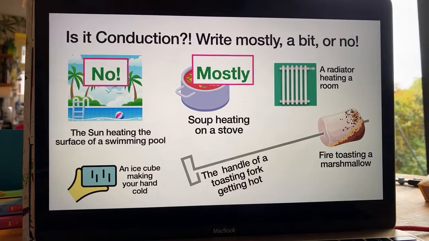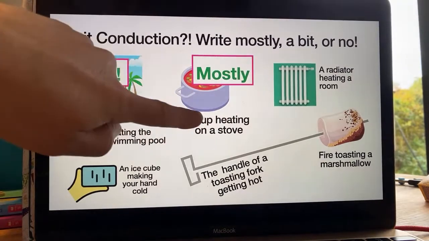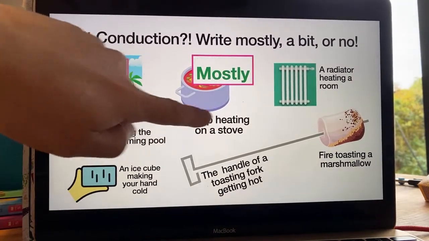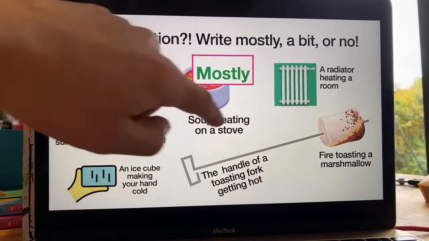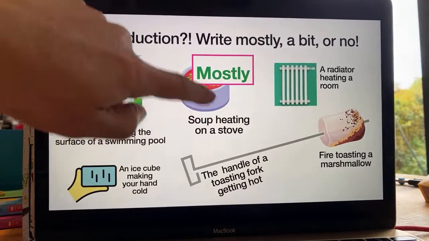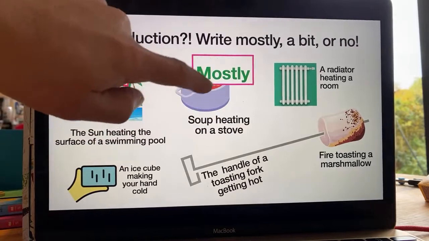Soup heating on a stove, yeah, that is very much conduction. So the stove is hot, and the hot stove heats up the particles of metal that are next to it in the pan, and then those particles bump into each other, and the free electrons shift the heat through the pan until it gets to the soup, and then the soup gets hot.